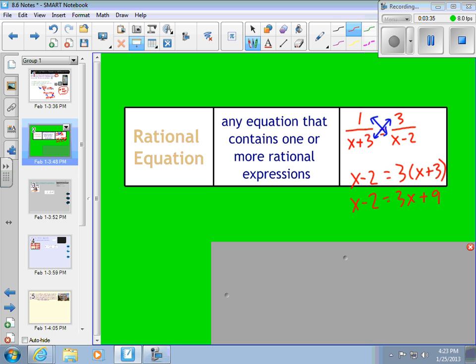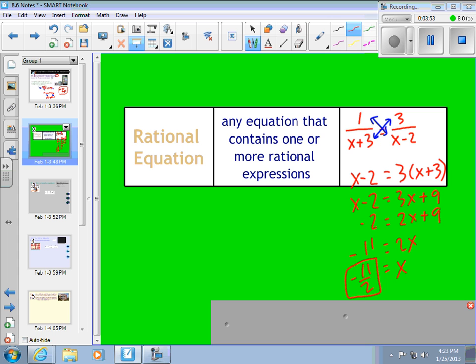We could subtract an x. We could subtract 9 now. If we subtract 9 from negative 2, we get negative 11. Divide by 2, and the answer would be negative 11 over 2. And you've seen this before. That's one way of doing it.